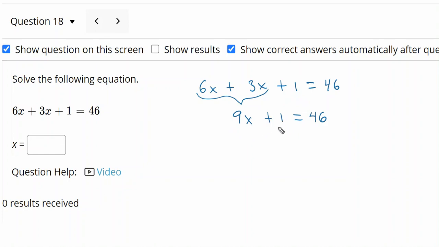We're going to get rid of this 1, right? It's easy pickings here. I can get rid of this just by subtracting 1, right? Because that would become 0. But whatever you do to one side, you've got to do the other. So we'll go minus 1, minus 1. Next row down, I would say that we have 9x is equal to 45.